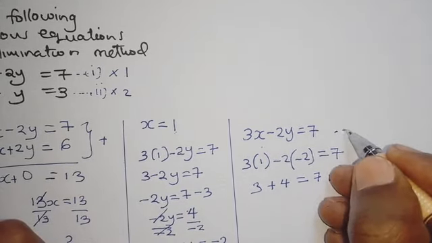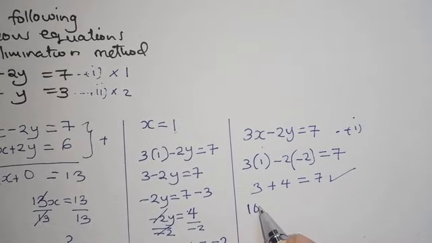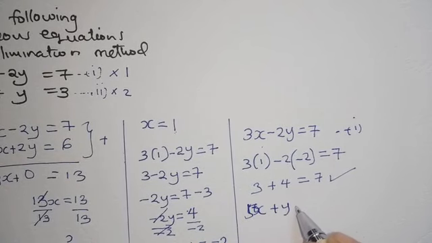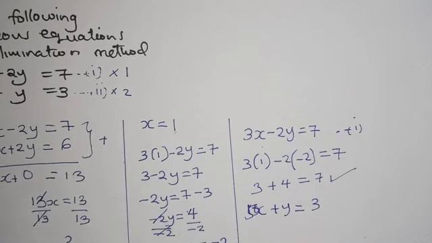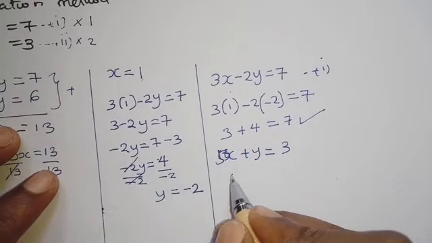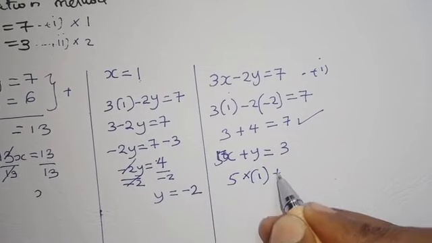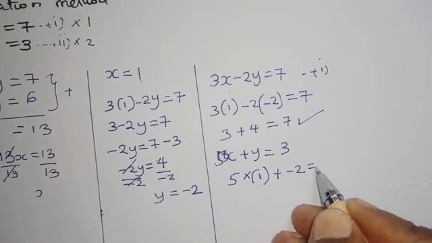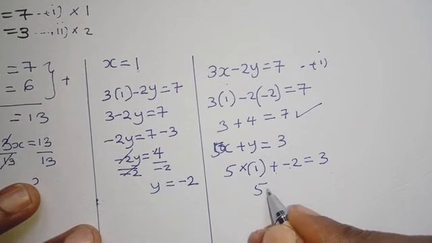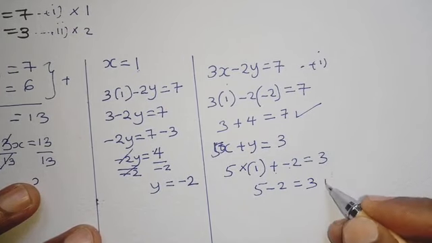Next, equation 2 was 5x plus y equals 3. Now, it means we are saying 5 multiplied by 1 plus negative 2 should give us 3. This one is 5, plus negative 2, which gives me 3. So this one again confirms.